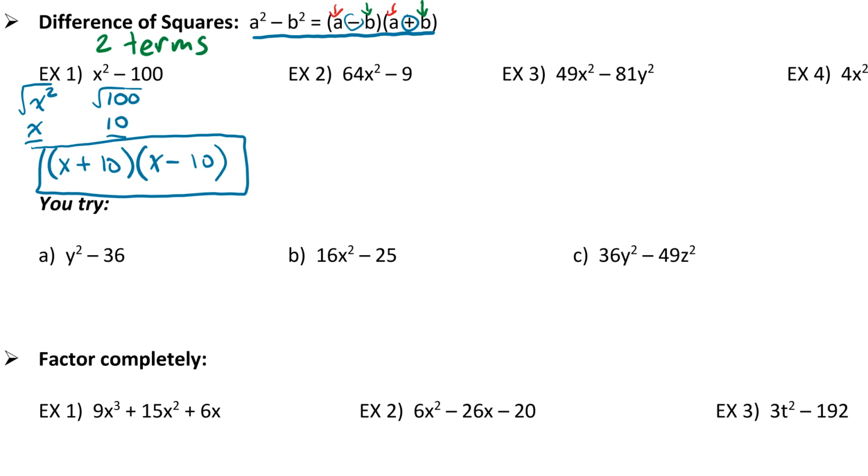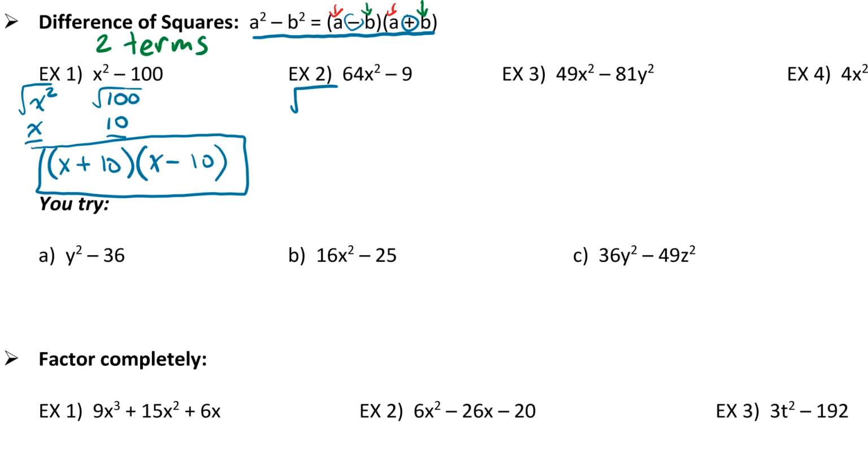Just take the square root of each, put them in the parentheses, a plus in one and a minus in the other. And it doesn't actually matter if you put the plus in the first one and the minus in the second one, or vice versa, as long as they have different signs. So let's look at the second one.